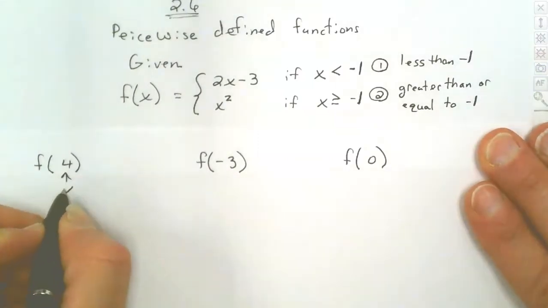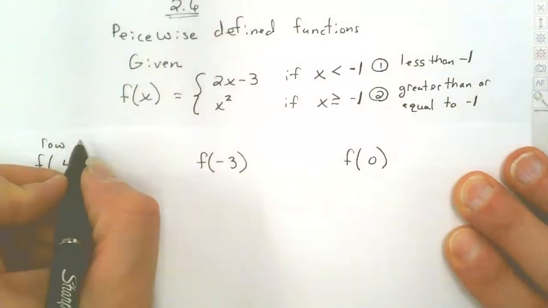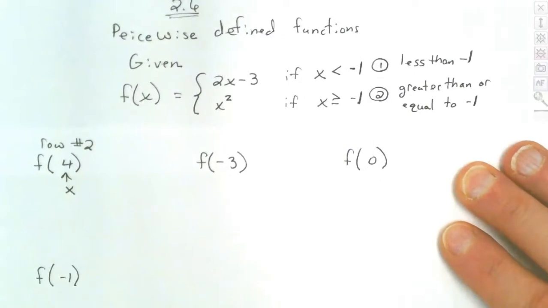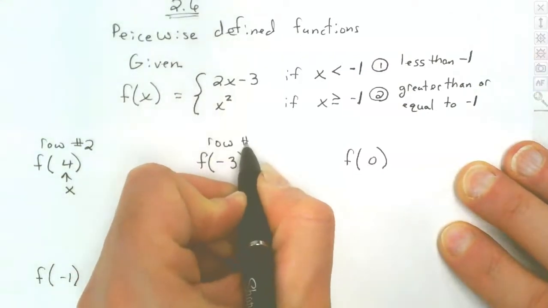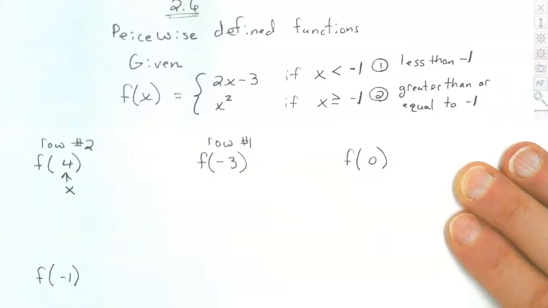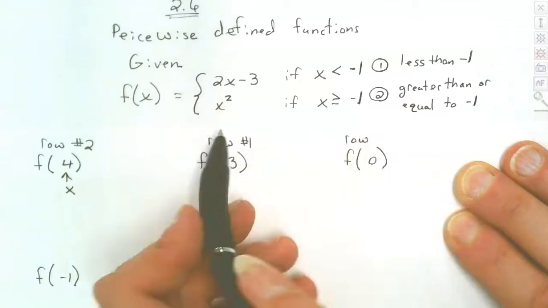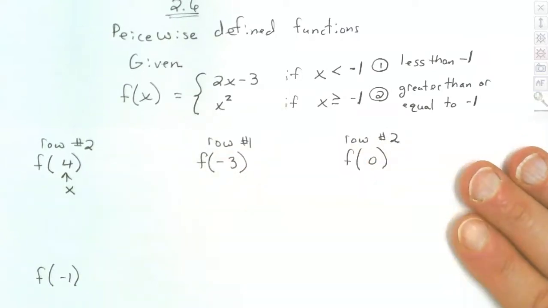This 4 is your x value. So each of these has that x value. Now, what do we know about 4? Is 4 less than a negative 1? No. Is 4 bigger than a negative 1? Yes. So which row are we going to use? We're going to use the second row because it's bigger than negative 1. What about the next one, f of negative 3? Well, that's less than a negative 1, so that means we use row 1. What about 0? 0 is bigger than negative 1, so that means we use row 2, right? Because row 2 is for values of x that are bigger than a negative 1.